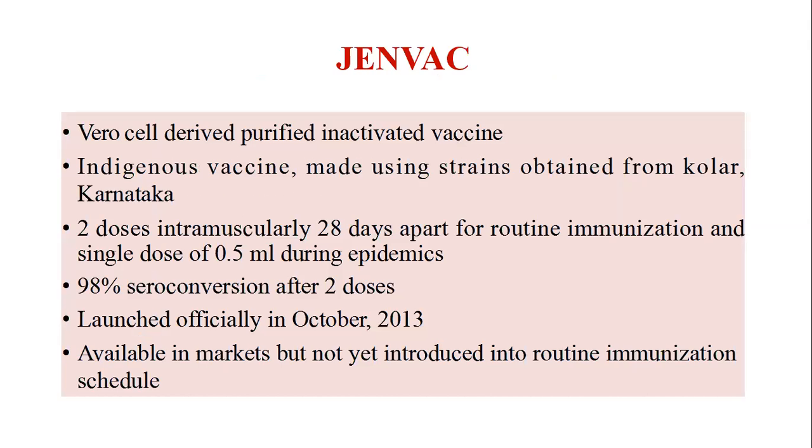Then JENVAC, a Vero cell derived purified inactivated vaccine, an indigenous vaccine made using a strain obtained from Kolar district of Karnataka. 2 doses are given intramuscularly, 28 days apart for routine immunization, and a single dose of 0.5 ml during epidemics. There is 98% seroconversion after 2 doses intramuscularly. This particular vaccine was launched officially in October 2013, and it is available in the market, but not yet included in the routine immunization schedule by the Government of India. That's all. Thank you.